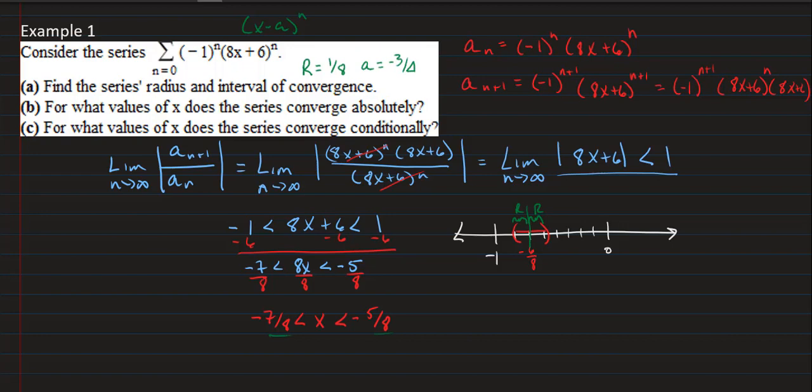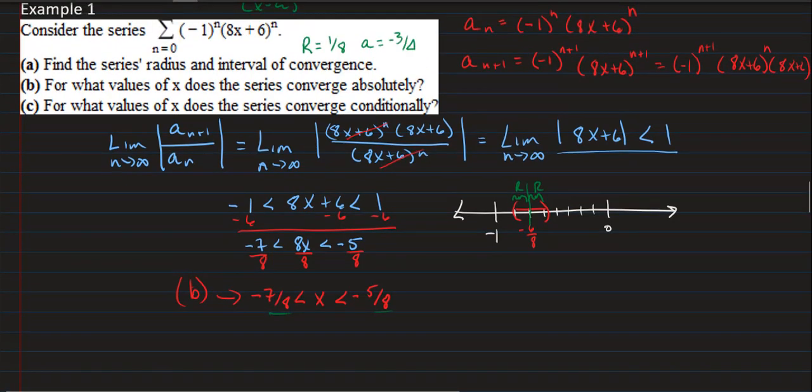For what values of x does the series converge absolutely? These are the values of x where the series converges absolutely. This would be my answer for B. It converges absolutely from negative 7/8 to negative 5/8. And then we want to check for what values of x the series converges conditionally. To determine conditional convergence, you have to check convergence at the endpoints, because that corollary guaranteed us convergence on this range of values, but it didn't tell us anything about the endpoints, which is why we used an open parenthesis here when we did this step. So that means that you need to check the convergence at the endpoints.